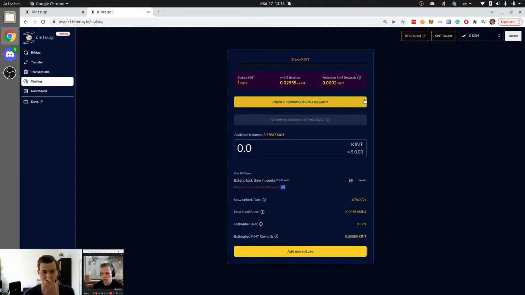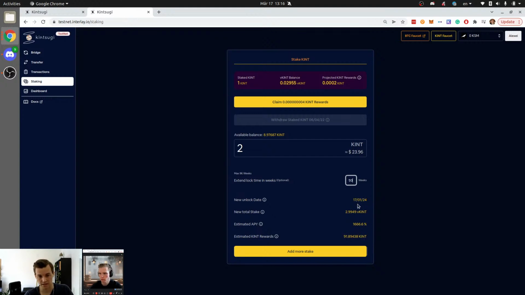Now, before doing this, let's also take a look what happens if I actually add more stake to the system. So if I'm now willing to increase my stake by 2 extra KINT, I can now see that I cannot enter 96 weeks. I can only enter 93 because in total 93 plus 3 is 96, and this is the maximum staking duration. I can then review the parameters. I can see that the new unlock time is 17th of January 2024. This is quite a bit in the future.